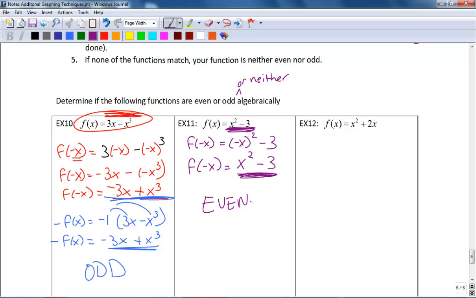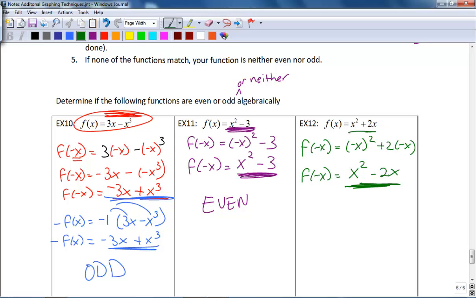I have f of x is equal to x squared plus 2x. Step 1, find f of negative x, which means I'm going to plug in a negative everywhere there's an x in my f of x. So I say negative x squared plus 2 times negative x. Let's clean this up. Well, a negative x squared is just x squared, and 2 times negative x is negative 2x. Does this simplified function match my original function of x squared plus 2x? No, this is minus and this is plus.